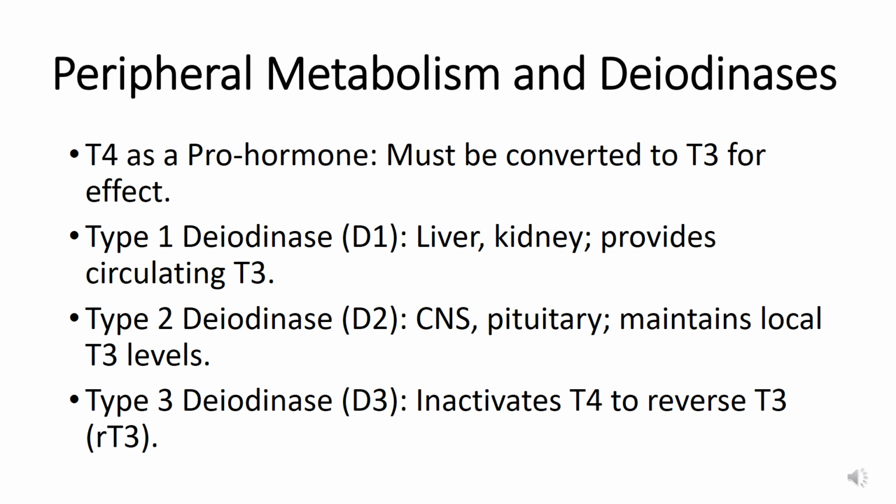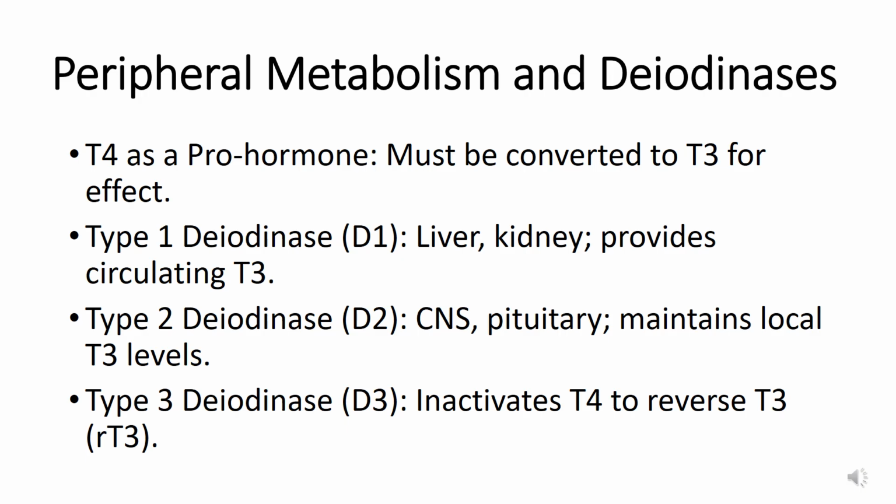D2 also plays an important role in the pituitary gland. By generating local T3, it helps the pituitary accurately sense thyroid hormone status and regulate thyroid-stimulating hormone, or TSH, secretion. This mechanism contributes to the precise control of the hypothalamic-pituitary-thyroid axis. Not all deiodinases activate thyroid hormones.